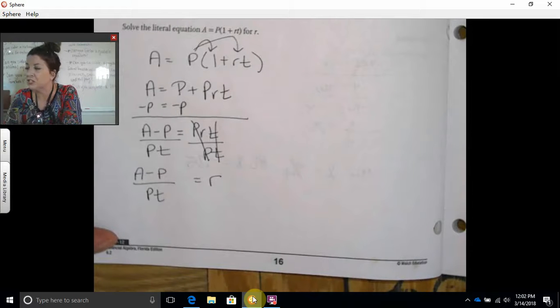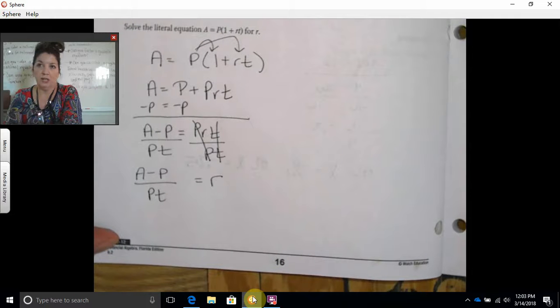I know literal equations is one of those that a lot of students get hung up on. The more you practice with them, the easier it is. Okay?